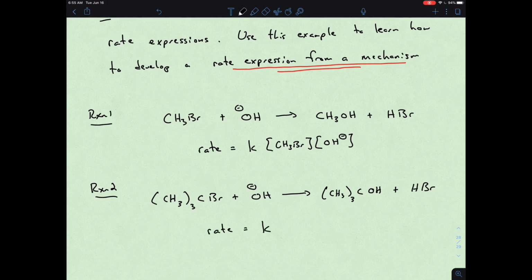However, we find that the rate of this reaction is only equal to k times one of the starting materials. The other one is missing. Or it's zero order. Remember, if it's zero order, it's independent of the process.